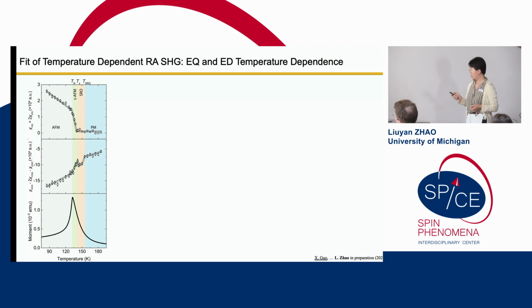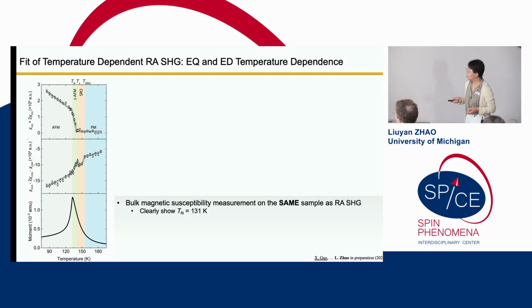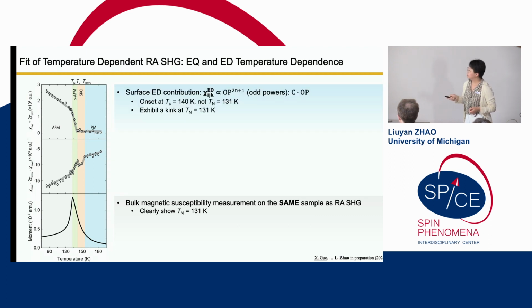And the last line is the magnetic susceptibility measurement done on exactly the same sample that we did the optical measurements. Yeah. So we can clearly see for the bulk sensitive magnetic susceptibility measurement, you only see one feature, that is 131, the bulk phase transition temperature. And then for this electric dipole contribution, that's mainly coming from the surface antiferromagnetism. Its onset temperature is actually at 140 Kelvin, which you can see from here. Yeah, 140 Kelvin. That is about 9 Kelvin higher than the bulk transition temperature measured on the same sample.